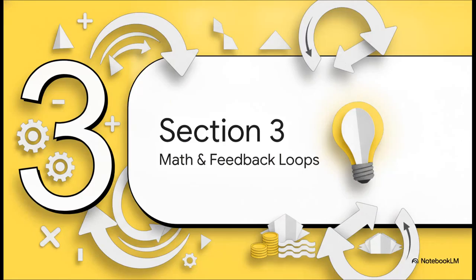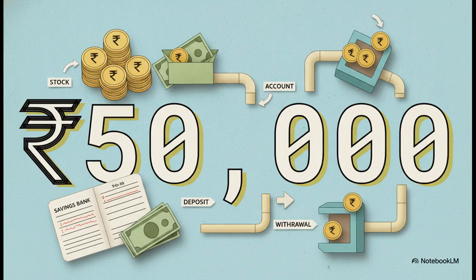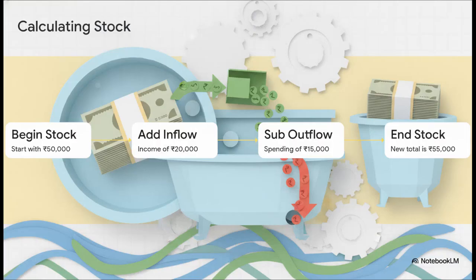All right, Section 3, the math and feedback loops. We'll start with a super relatable number to make this concrete. Imagine your starting stock is a savings account containing 50,000 rupees. Right now, at this exact second, that's your snapshot. Now, over the course of the next month, the clock starts ticking and your flows kick into gear. You get an inflow of income totaling 20,000 rupees. But you also have a drain in your bathtub, right? Let's say a few too many online shopping sprees result in an outflow of 15,000 rupees.